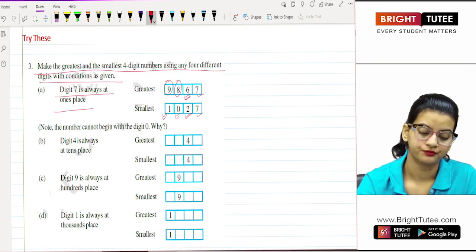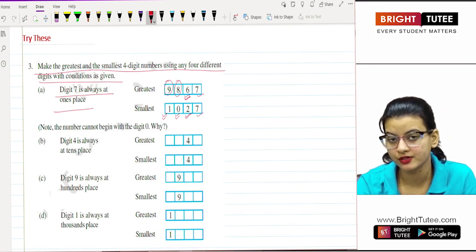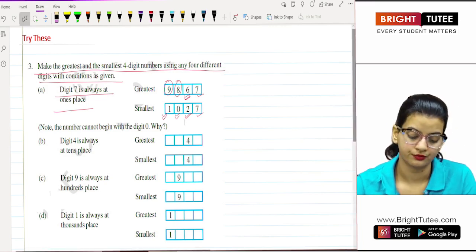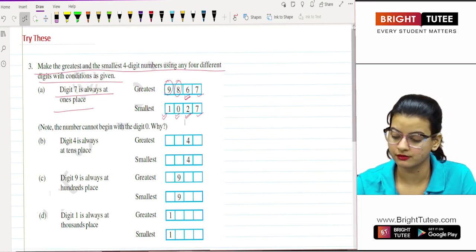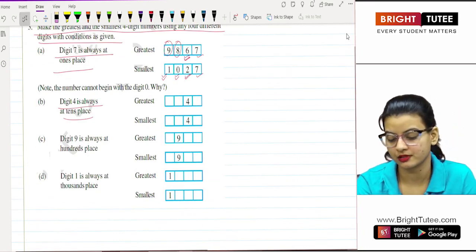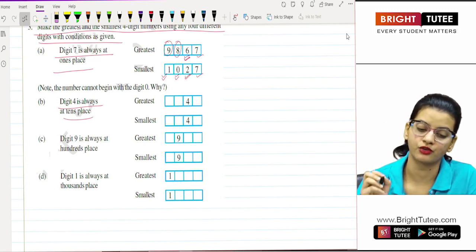Okay. Now, the number cannot begin with 0. Why can the number not begin with 0? Because it is a 4-digit number that we are making. Alright. So, moving ahead with the examples. We have to use 4 at the tens place. Now the greatest 4-digit number that we can make without repetition.